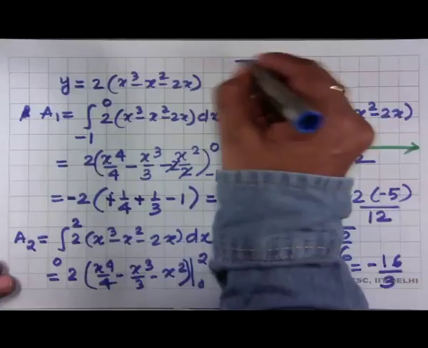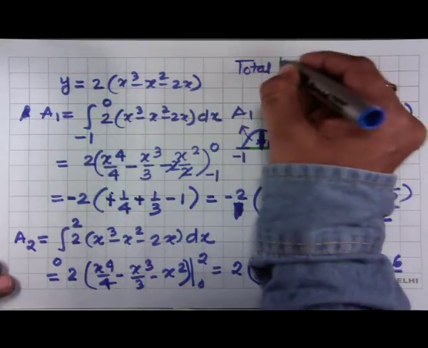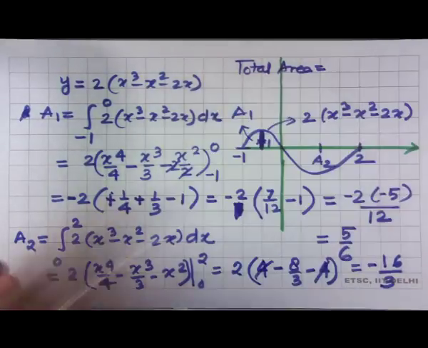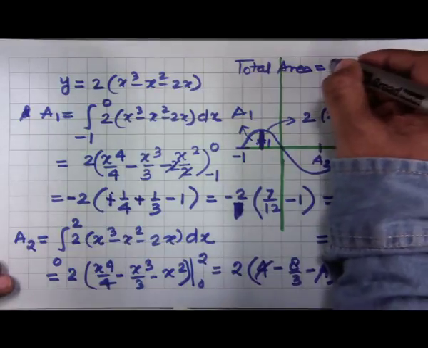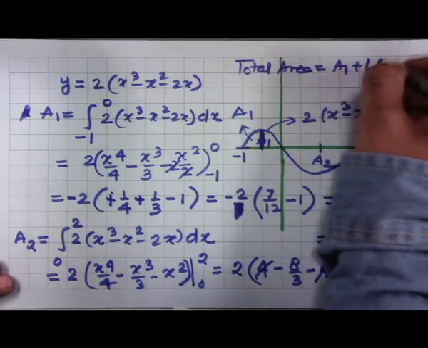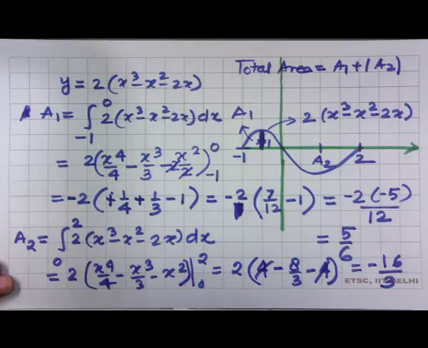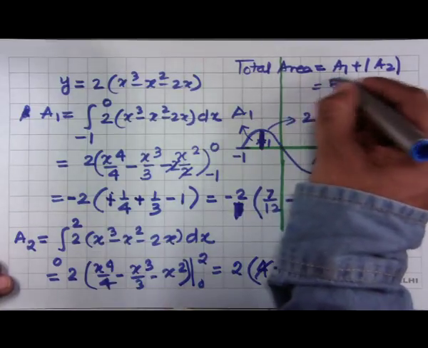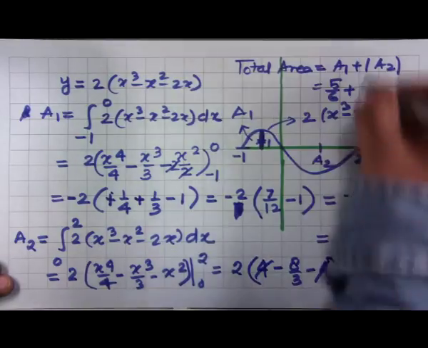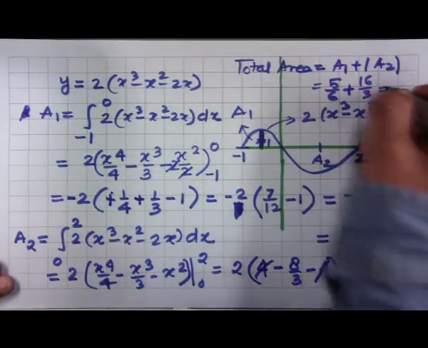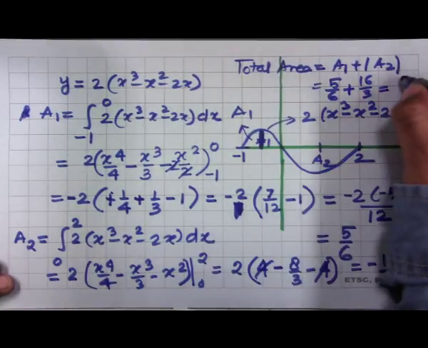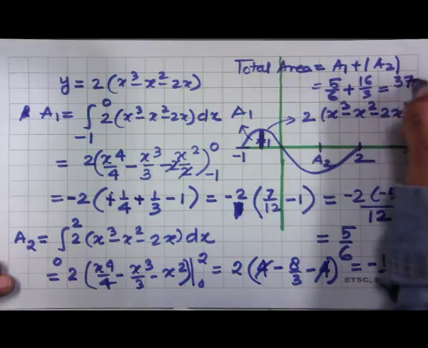So, total area is A1 plus mod A2. So, 5 by 6 plus 16 by 3, which is equal to 37 by 6.